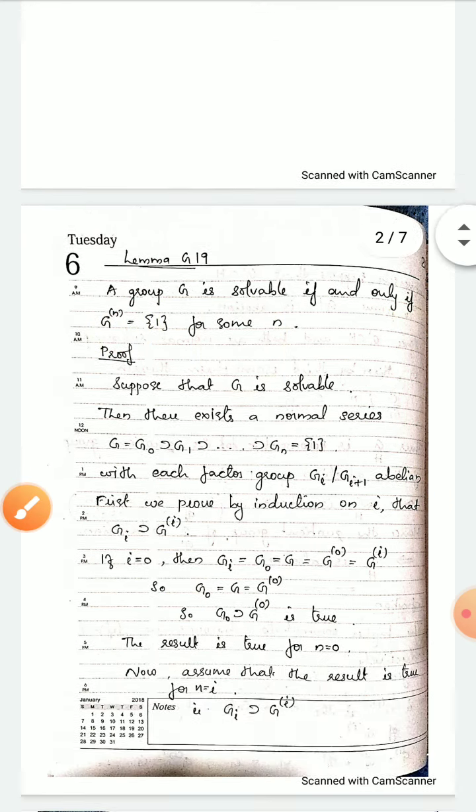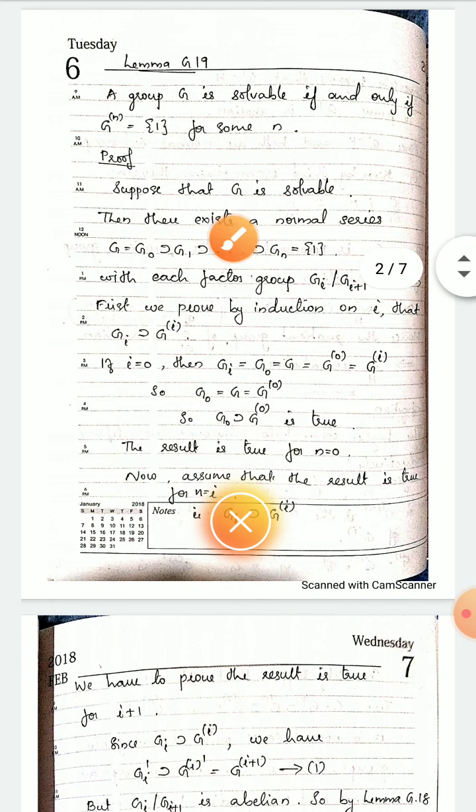So if we define commutator subgroups inductively, for some n we should get Gn equal to {1}. Suppose that G is solvable. Then by the solvability, there exists a normal series G equal to G naught, superset of G1, superset of and so on, superset of Gn equal to {1}, with each factor group Gi by G(i+1) abelian. This is the definition of solvability.